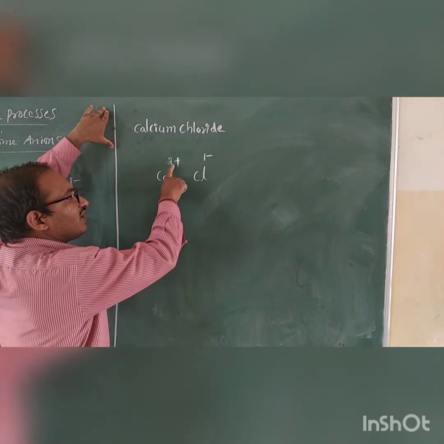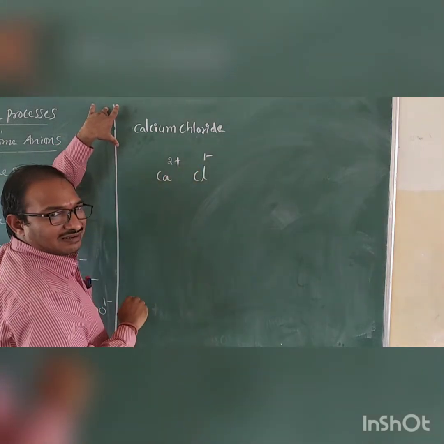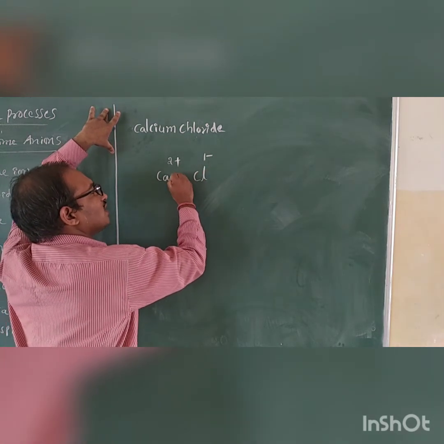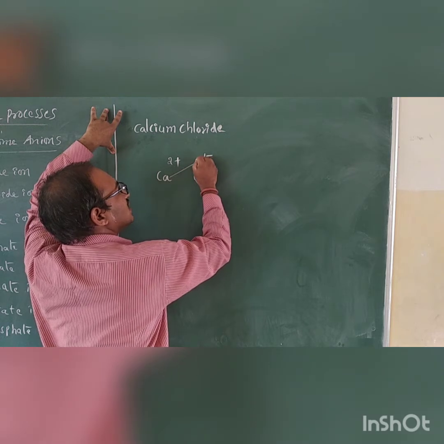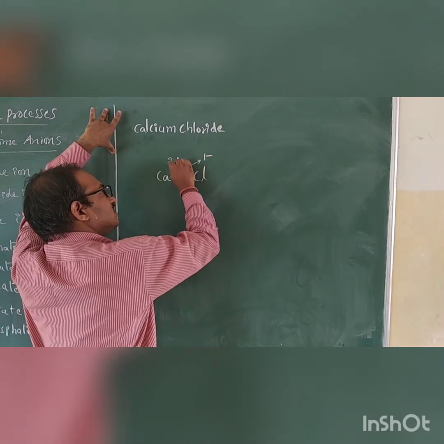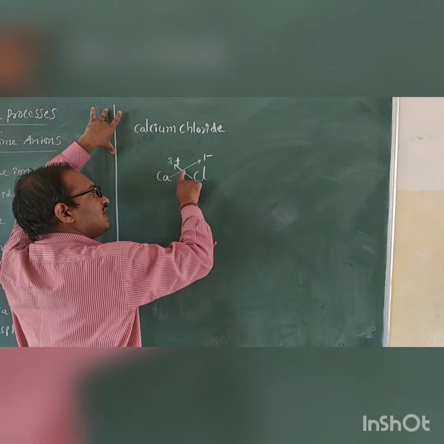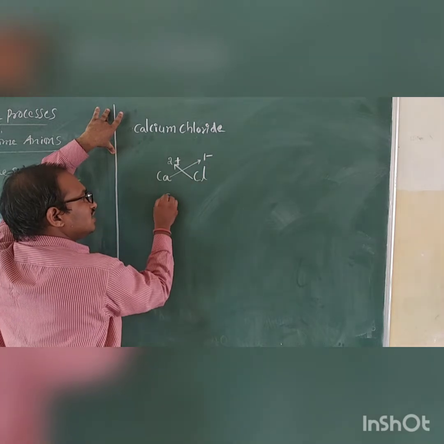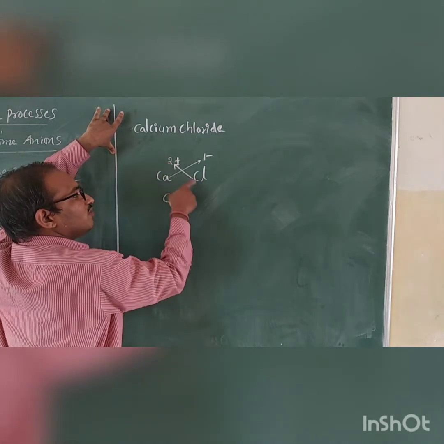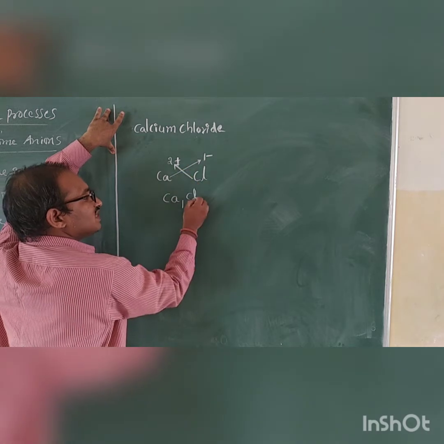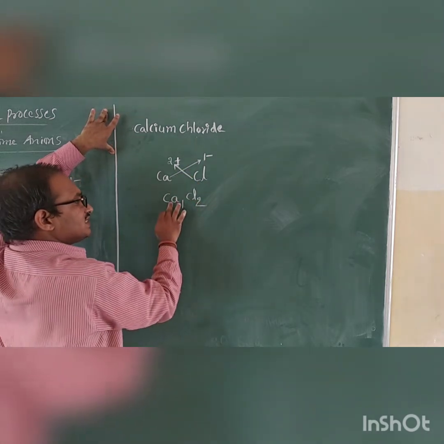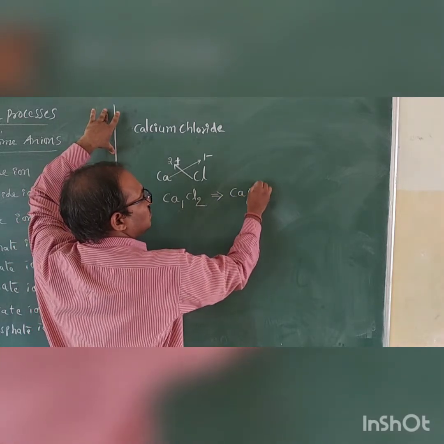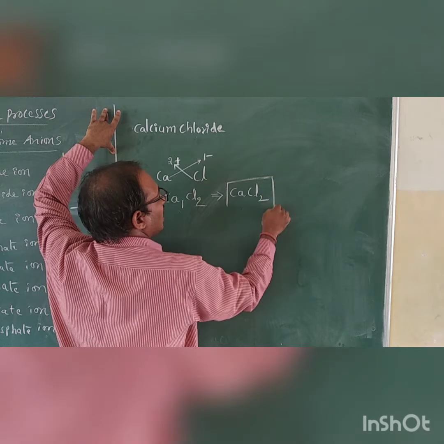And then, if any common factor is there, you can cut it. Now there is no common factor. Now you have to do the crisscross of the charges. Now Ca towards 1 and Cl towards 2. So Ca how many? 1. Ca1. Cl how many? 2. This is called the crisscross method. Ca1, Cl2. Now you need not write the 1. You can write CaCl2. This is the formula of calcium chloride.